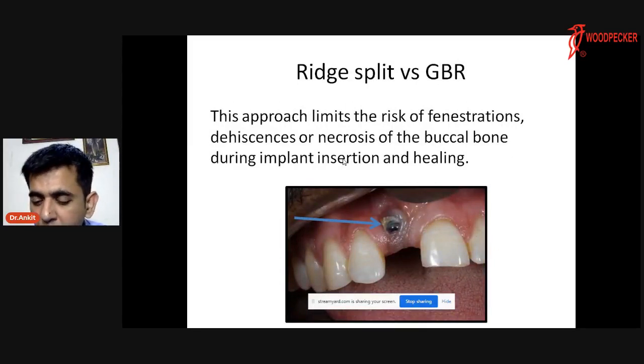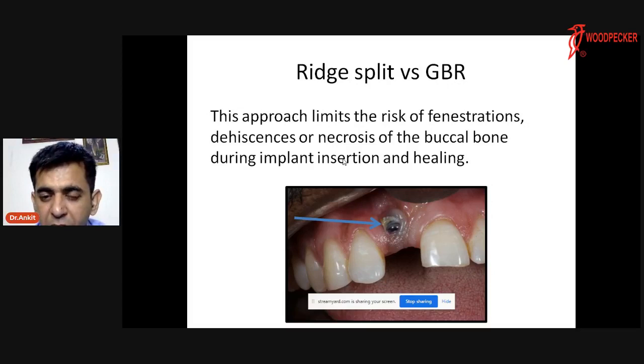Now, many of us are more used to putting an implant in the anterior maxilla or anterior mandible, and found that whenever the buccal bone thickness is less, this approach limits the risk of fenestration, dehiscence, or necrosis of the buccal bone during implant insertion and healing. This was the time when I didn't have the piezotome, and I used to put the implant and do buccal bone grafting. At this point, I was encountering many cases where buccal bone fenestration and dehiscence were very frequent in my anterior implantology cases.